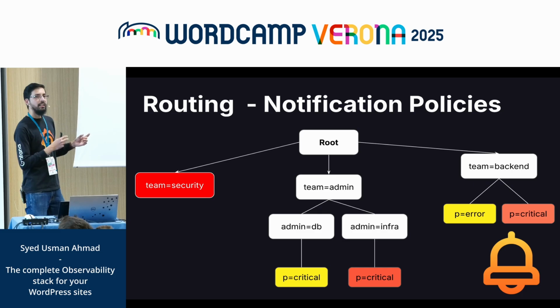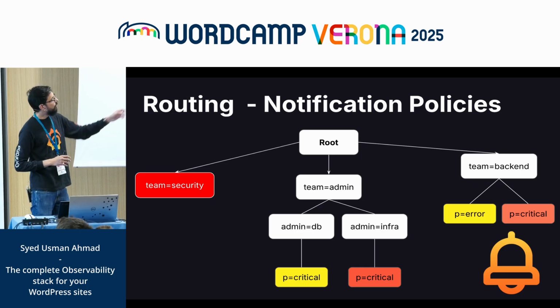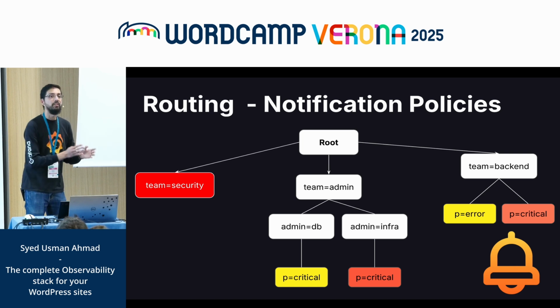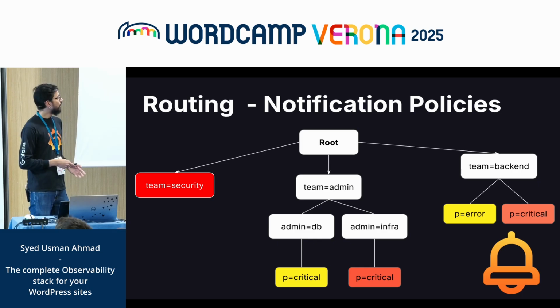So if there is a tag which says team equals security, that alert will only go to the security team. And if you have a team for backend, they will get the errors related to backend. You can also divide further, if you say, hey, now I have an admin team, but I have two admin teams, one for the database and one for the infrastructure. So you can divide that as well.